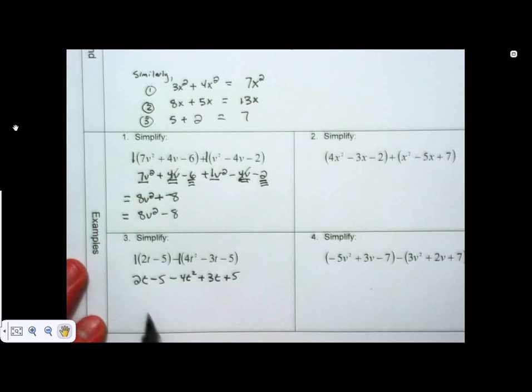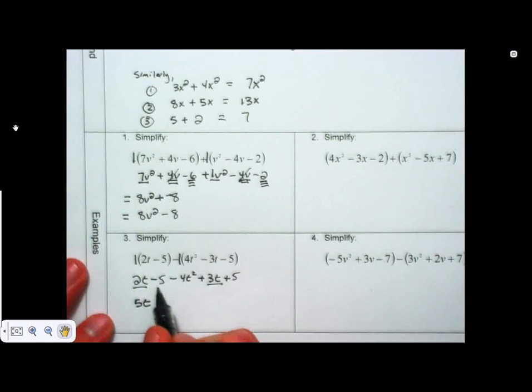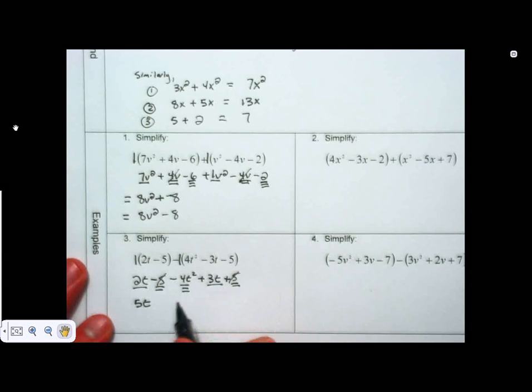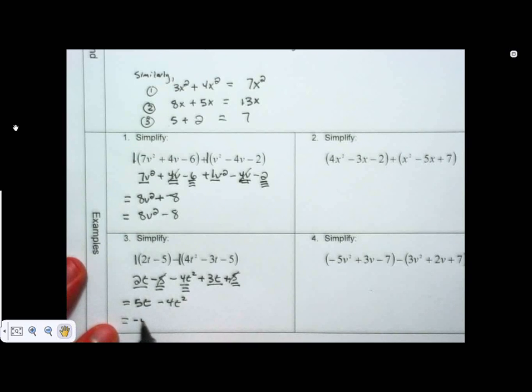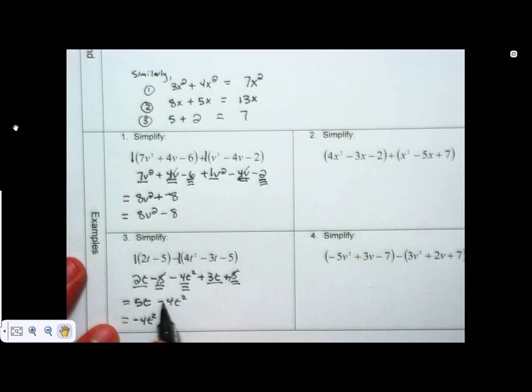So now I'm looking for like terms to put together. So 2t and 3t, I can put those together, and that makes 5t. I've got negative 5 and positive 5. Those guys cancel each other out and make 0. And then the last term doesn't have a partner, but negative 4t squared is just going to be carried down. Now, typically when we write these out, we want to write it from highest power of our variable to lowest power. So if I switch these 2 guys around, that gives me negative 4t squared. Notice the negative sign stays with this term, plus 5t.